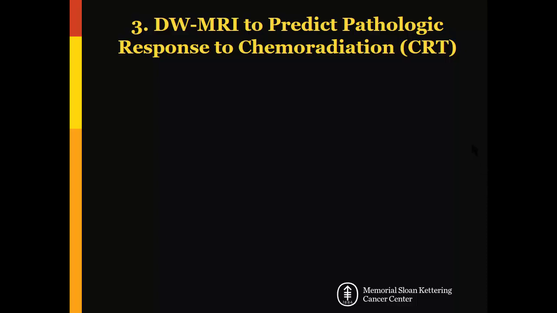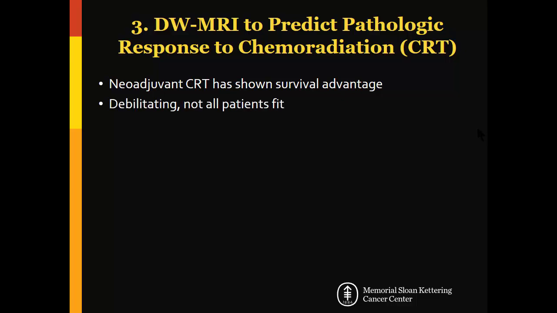So, final point, diffusion to predict pathologic response to chemoradiation. Why do I even think that that's important? Why did I include it as one of the 3 points that I had to choose about bladder cancer? Number one, in bladder cancer, it's a fact that neoadjuvant chemoradiation has been shown to have a survival advantage. So theoretically, you want as many patients to undergo neoadjuvant chemoradiation prior to surgery as possible.